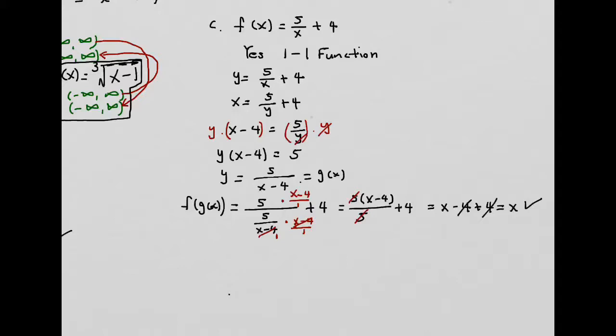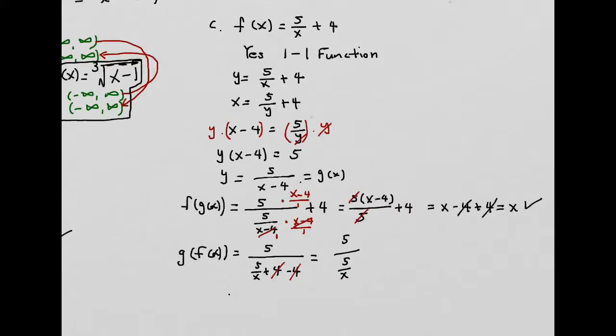So we need to check the other way around again. So start with g of x, 5 over x minus 4, but x you're going to replace with f of x. The first thing I need to do is simplify the denominator, because you have more than one term in the denominator. And you can get rid of plus 4 minus 4. Then you get 5 over x.